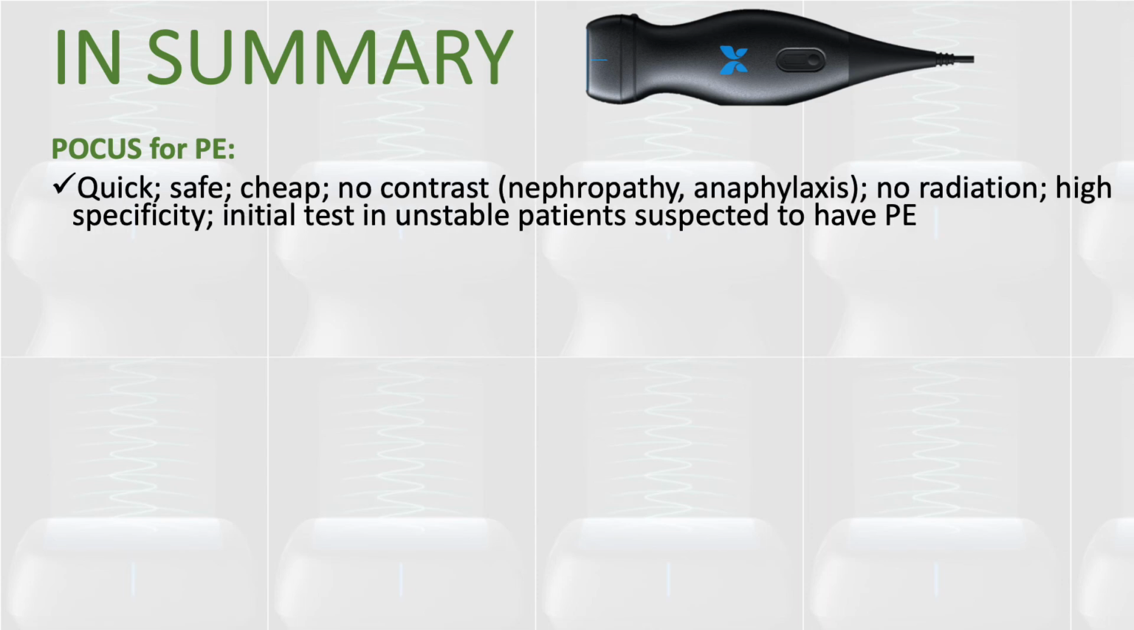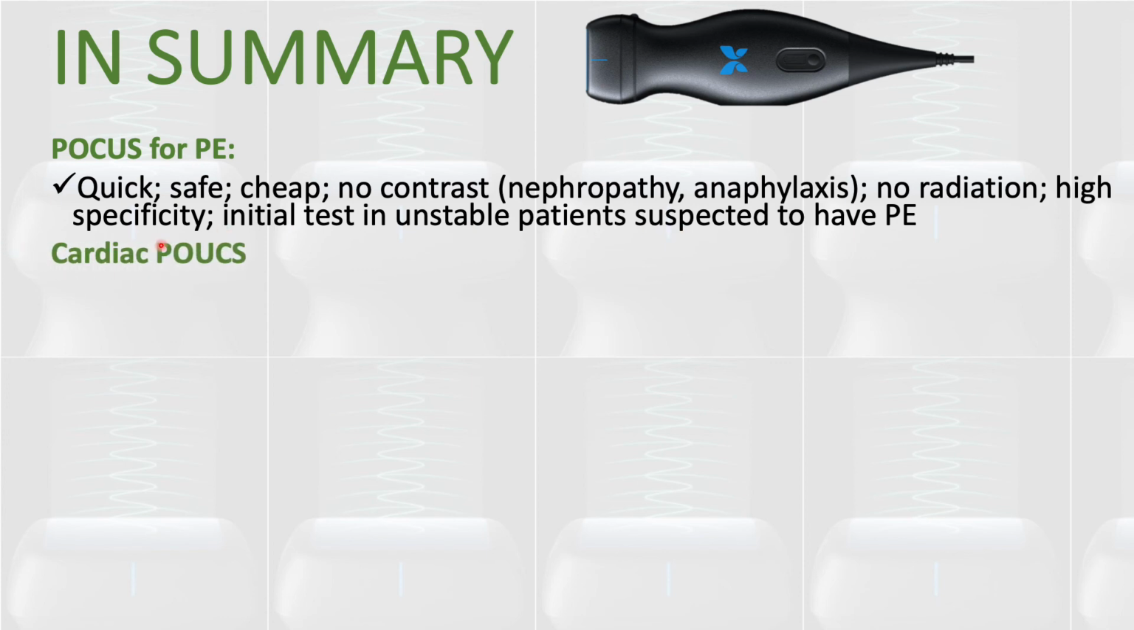All right, great. So in summary, we saw that POCUS for pulmonary embolism can be quick, safe, definitely safer than CTPA, and definitely cheaper, and definitely not associated with any contrast side effects like nephropathy or anaphylaxis. There is no radiation associated with it. It has really good specificity, especially if combined together. And it's the initial test of choice in unstable patients suspected to have pulmonary embolism.